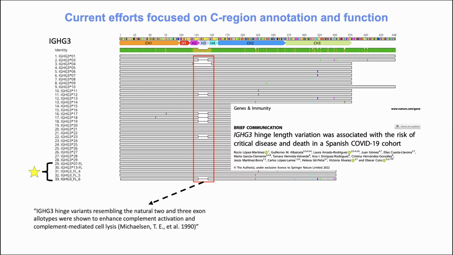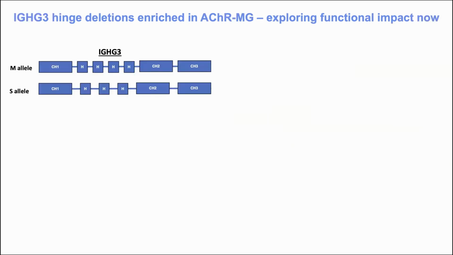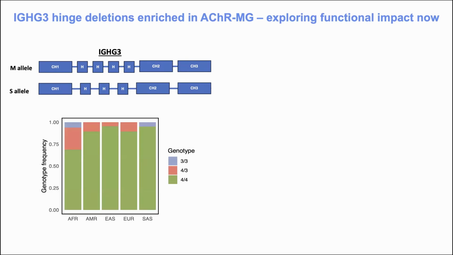And since we know that our disease is complement mediated, we wanted to specifically look at this deletion in our repertoires. And so we went back to our cohort and to healthy cohorts as well and tried to map the relative frequency of the M allele, the major allele with the 4 hinge regions, and then the short allele that has the 3 hinge regions. The first thing we did was just to understand, does this differ across populations? And we looked in a healthy cohort.